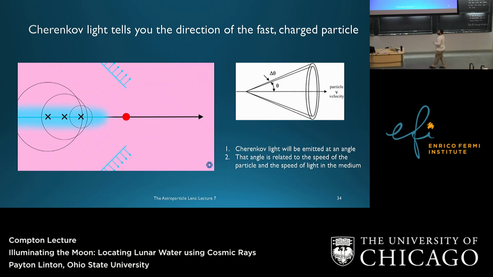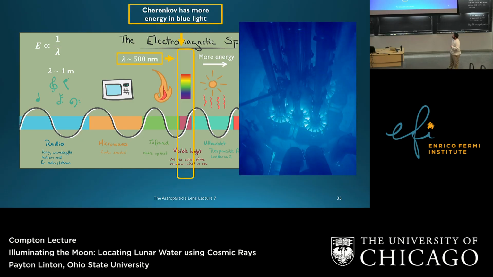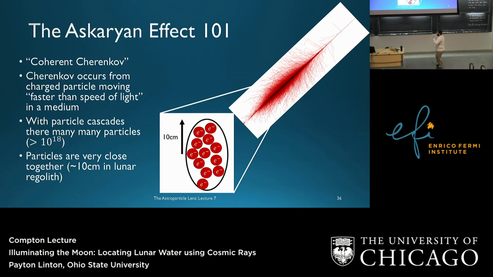But this isn't the whole picture, or this isn't what we need to know by itself in order to understand radio, right? Because this is happening in the visible. What does this have to do with radio? And so to answer that question, we have to ask, well, in particle showers, there's not just one particle moving faster than the speed of light.